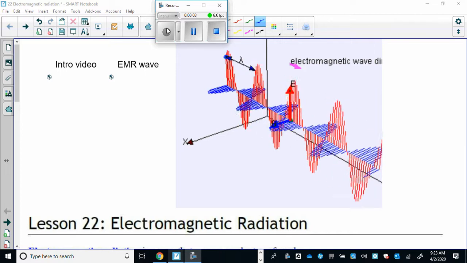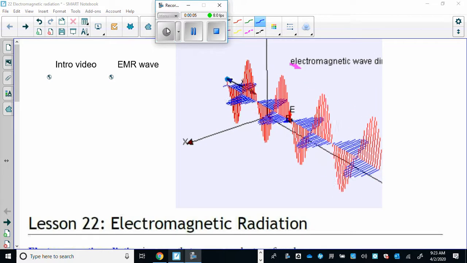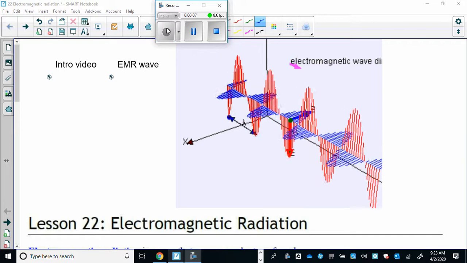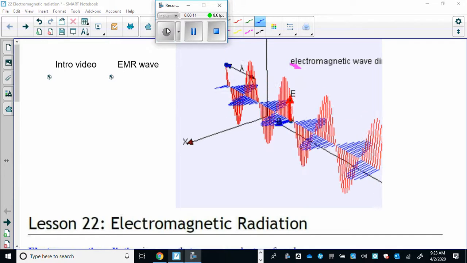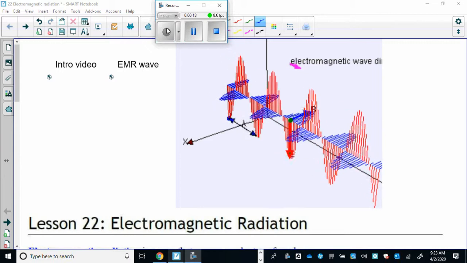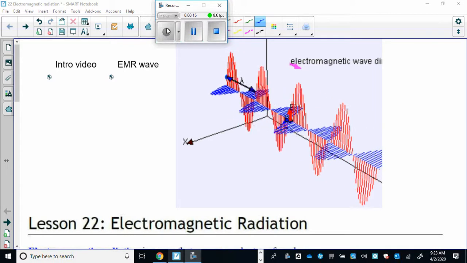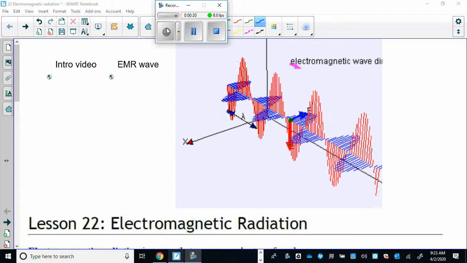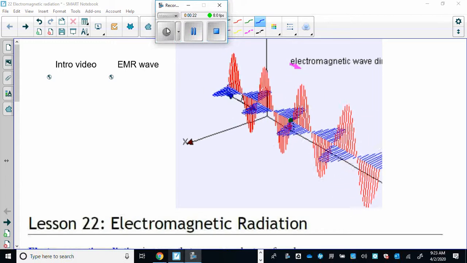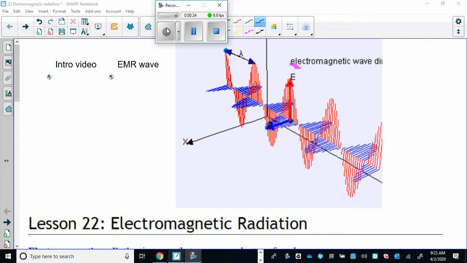Welcome to the exquisite world of EMR, electromagnetic radiation. What you're seeing on the screen is the best we can do in terms of a visual representation of an electromagnetic wave. And what you're seeing is perpendicular bands of an electric field and magnetic field. So the electric field and the magnetic field are perpendicular to one another.